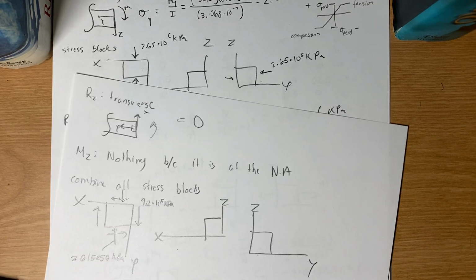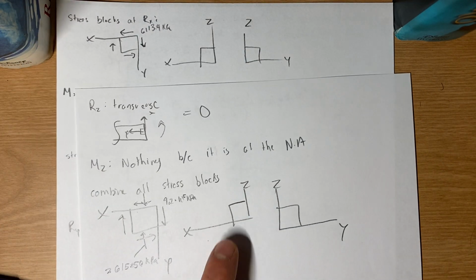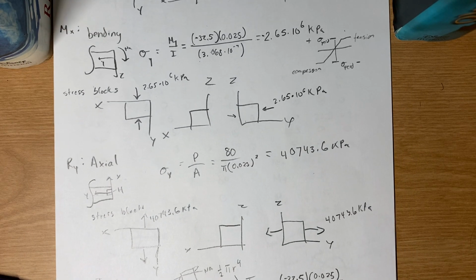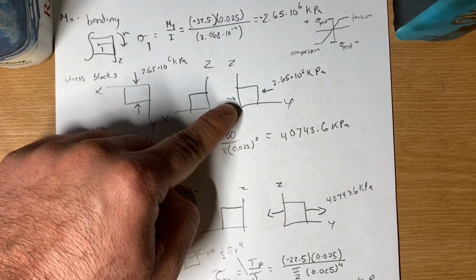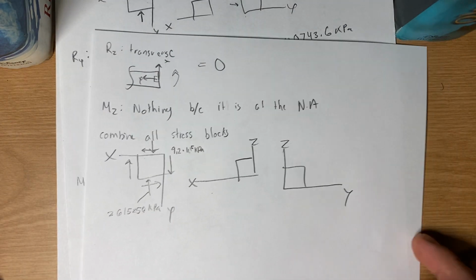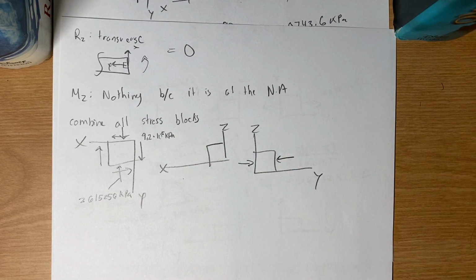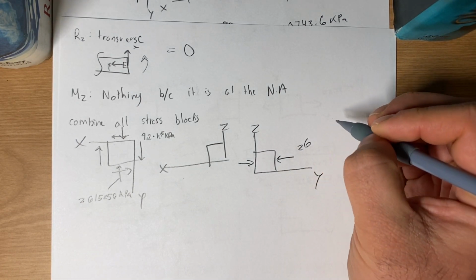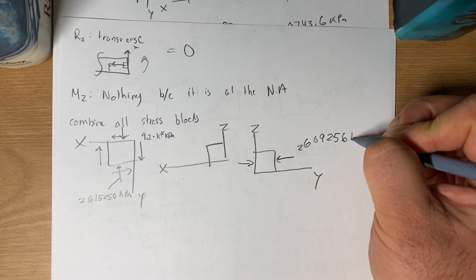And if I go for this one, if I go down, I have nothing. So this one stays the same. Here I have nothing. We'll have these two. One is in tension, one is compression. So I'm going to do this one plus minus this value. If I do that, I actually get something that looks like this, which is in compression, which means my answer is negative. So it's 26,092,566 kilopascals.